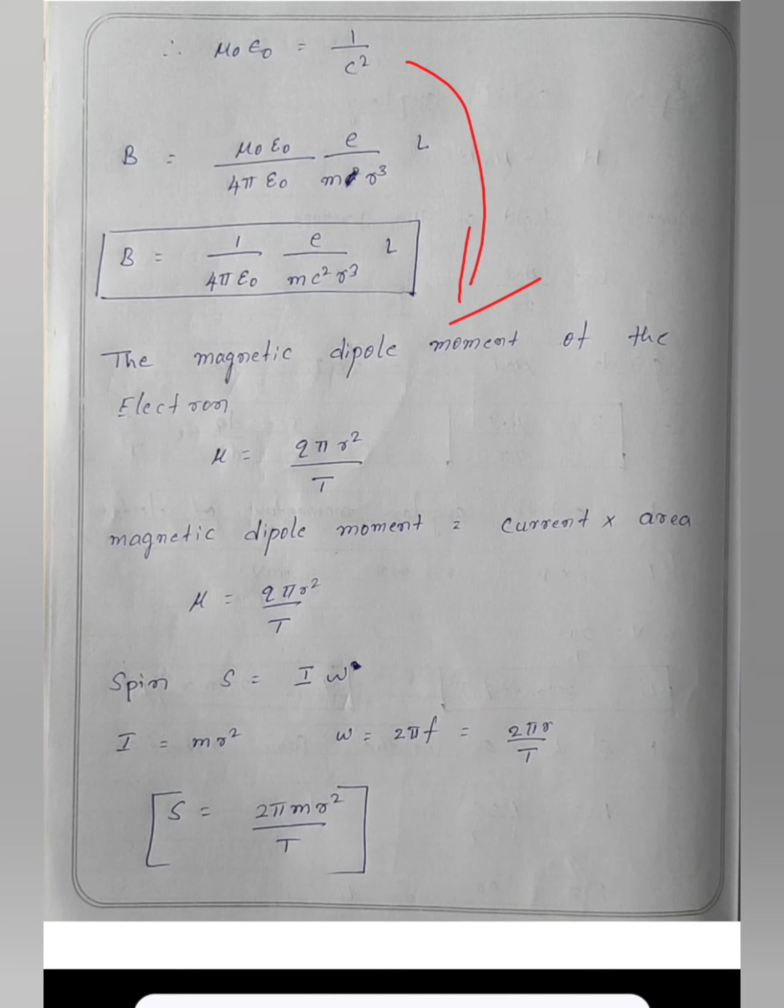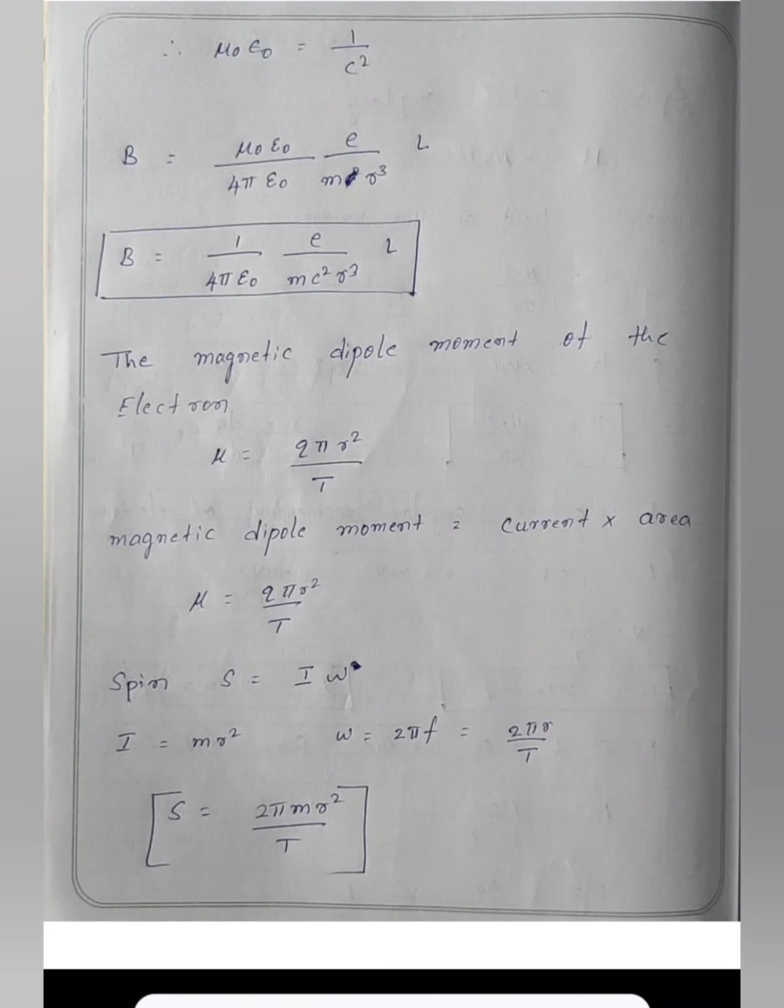So first of all, multiply and divide by epsilon naught. You already know mu naught is in the numerator: mu naught epsilon naught divided by 4 pi epsilon naught, E divided by m r cube, into L. So we have mu naught epsilon naught in the numerator. Replace mu naught epsilon naught with 1 over c square.